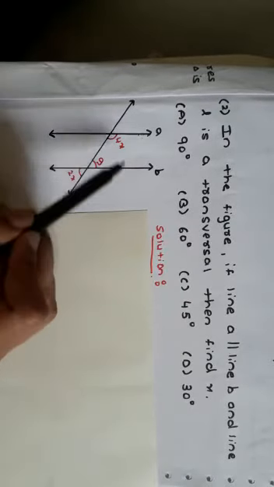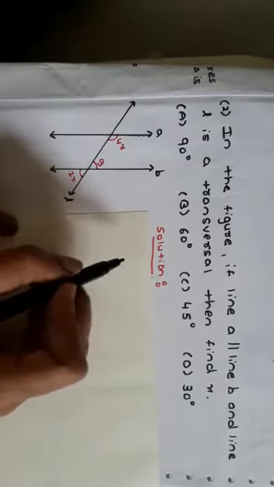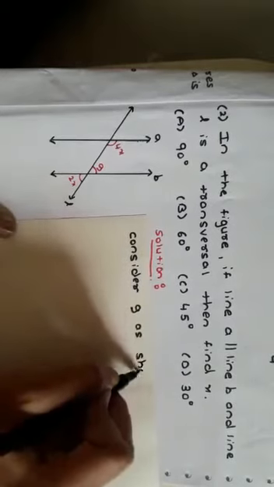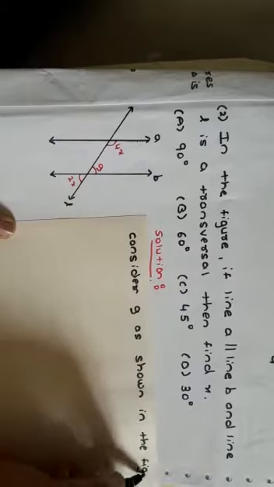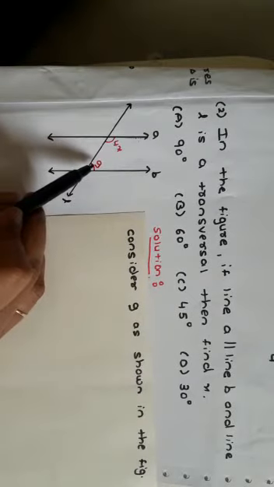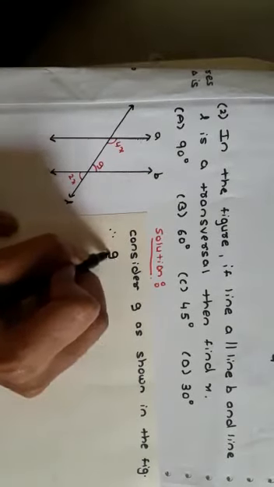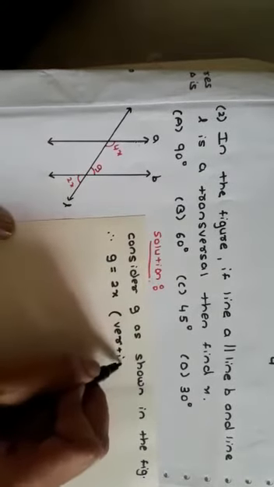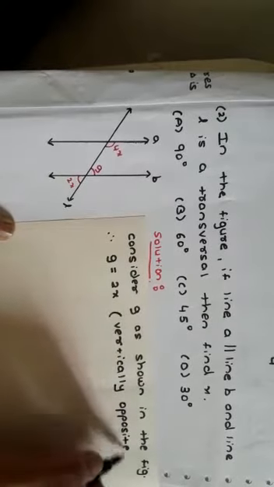In the figure, line A is parallel to line B and line L is the transversal. So with the help of the given information, we have to find the value of x. Solution. We take a letter G as shown in the figure. Now G is the same as 2x. The reason is vertically opposite angles.